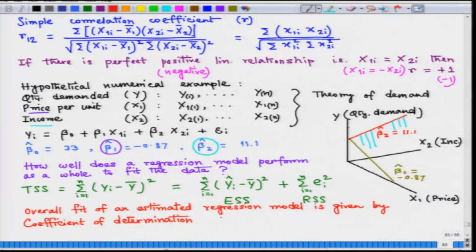And this coefficient of determination is represented by the symbol R square, notation R square, and this is basically the ratio of the explained sum of squares to the total sum of squares.